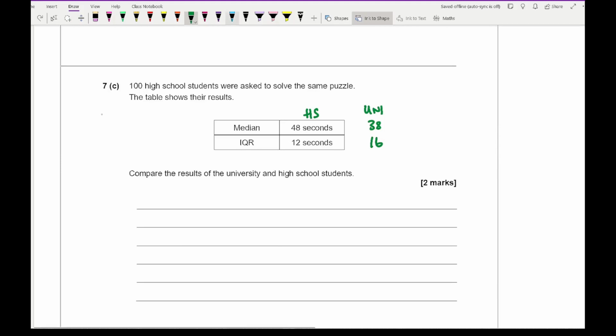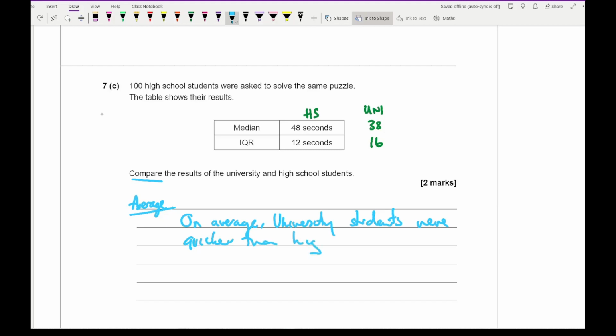Now whenever you are comparing the two sets of data, you want to talk about two things. The first thing you want to talk about is the average. So on average, comparing the mean or the median values, university students were quicker than high school students. And how do you know? As their median was lower. And that would be fine for one mark.